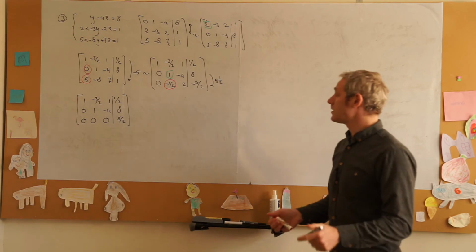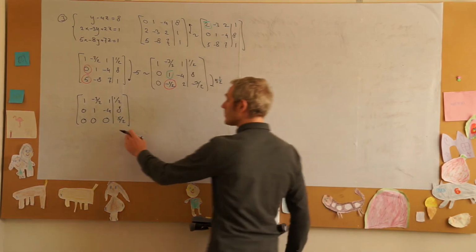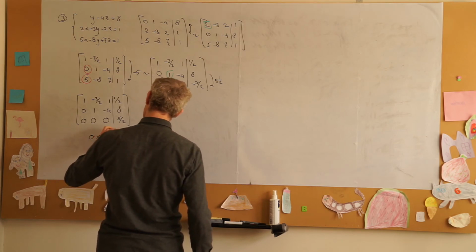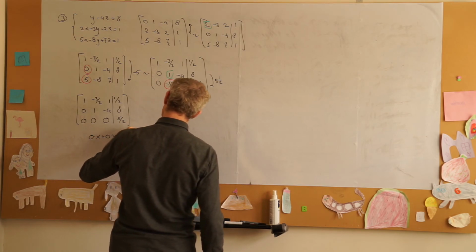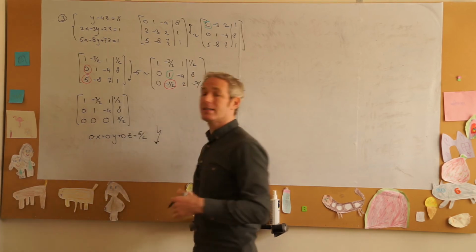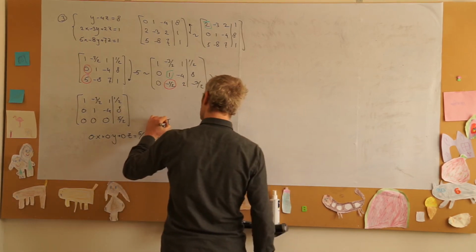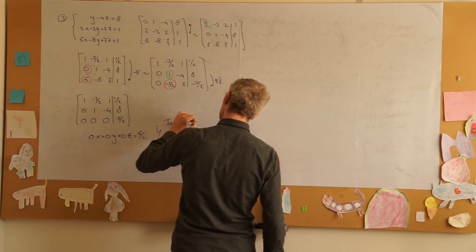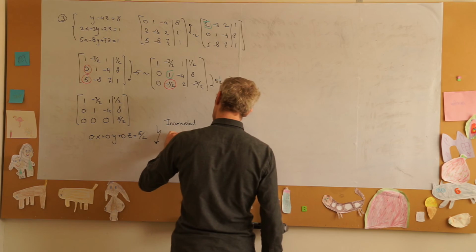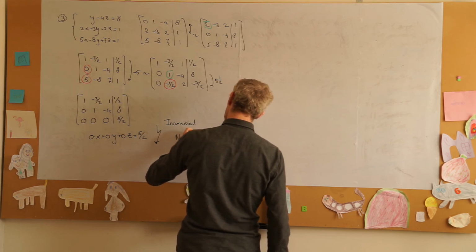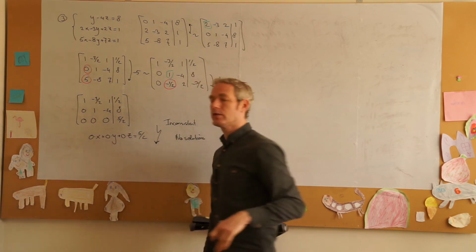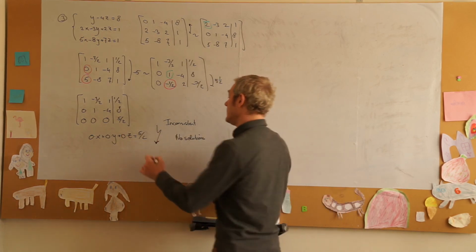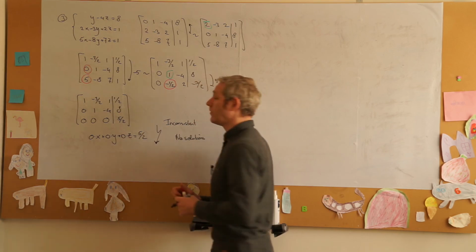Well, now basically the solution has presented itself, because the last row represents 0 times x plus 0 times y plus 0 times z is equal to 5 over 2. And that means that this system is inconsistent. And it has no solutions. So when you encounter a row of zeros with the last element not being 0, you know that the system is inconsistent and you have no solutions.